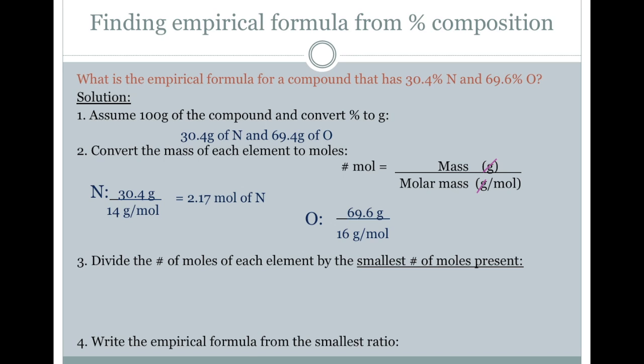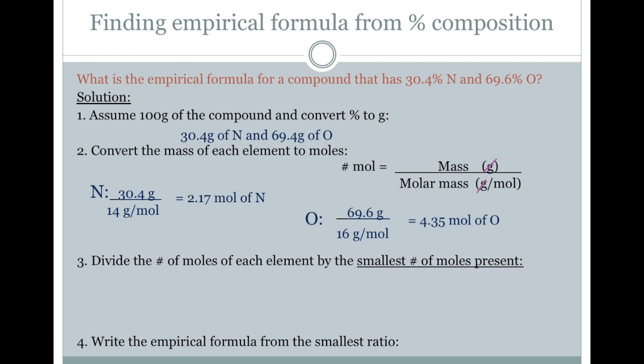Now we'll do the same thing for oxygen. We have 69.4 grams in this unknown substance. Divide by 16 grams per mole, which is the molar mass from the periodic table. And we have 4.35 moles of oxygen. So now that we have these numbers, in this substance we've got 2.17 moles of nitrogen for every 4.35 moles of oxygen.